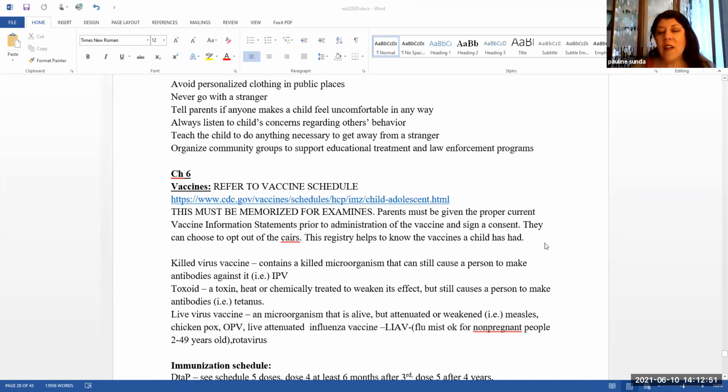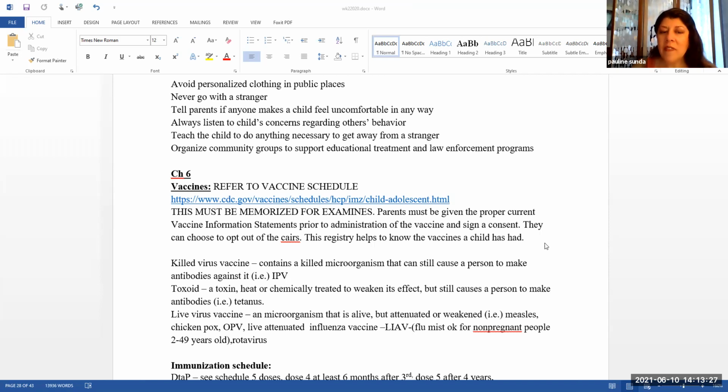So a killed virus vaccine contains a killed microorganism that can still cause a person to make antibodies. An example of this is IPV. A toxoid is a toxin which is heat or chemically treated to weaken its effect, but again, can still cause a person to make antibodies. Tetanus is an example of this. You've got live virus vaccine. So a microorganism is alive, but it's weakened. Examples of this would be measles, chickenpox, the inhaled flu vaccine, and rotavirus.